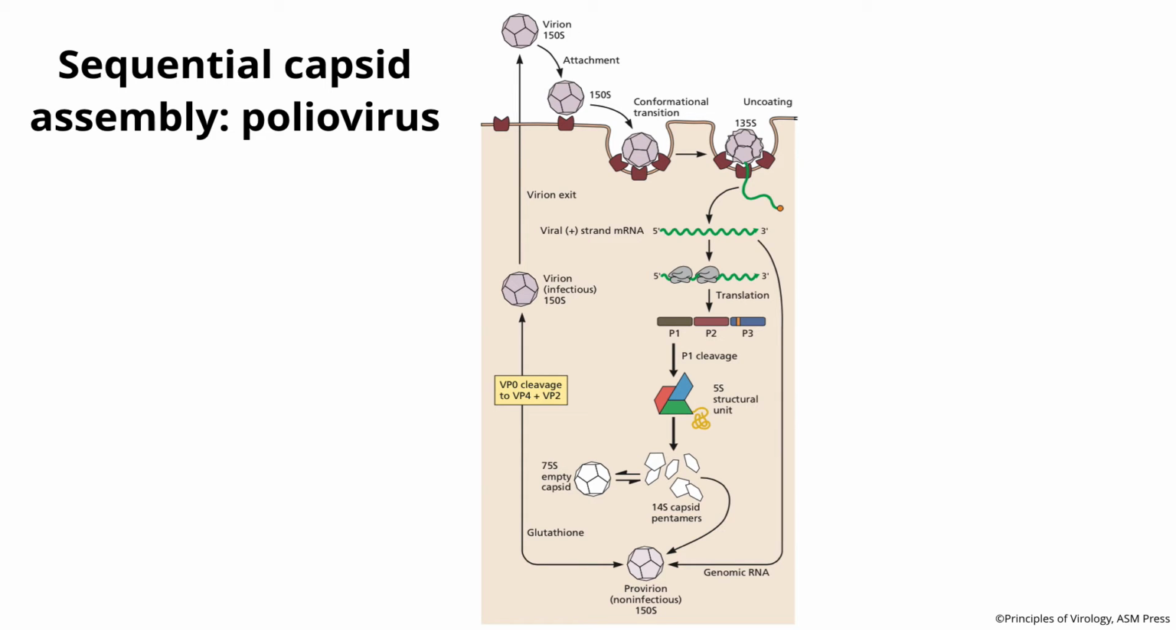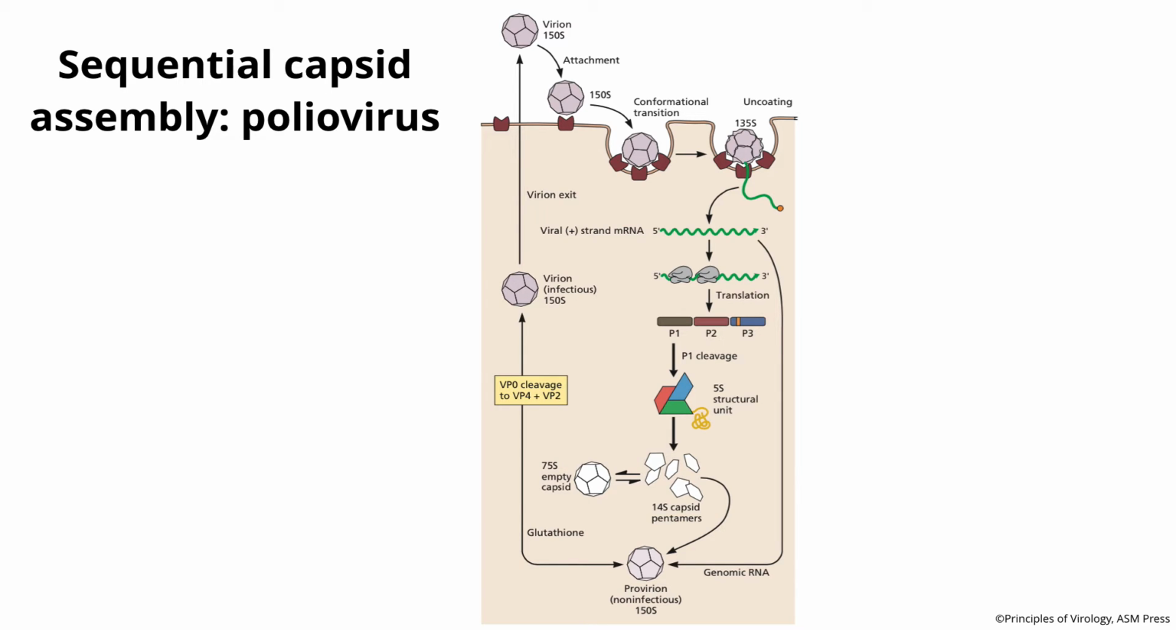Now, we think the next thing that happens is the RNA, the viral RNA, binds to these 14S pentamers. They then assemble into what's called a provirion. So this is now a complete capsid with genomic RNA in it. It undergoes one final cleavage, and now we have infectious virus particles. So the 14S pentamers come together with RNA, of course, that's been produced by replication, to form an intact particle.